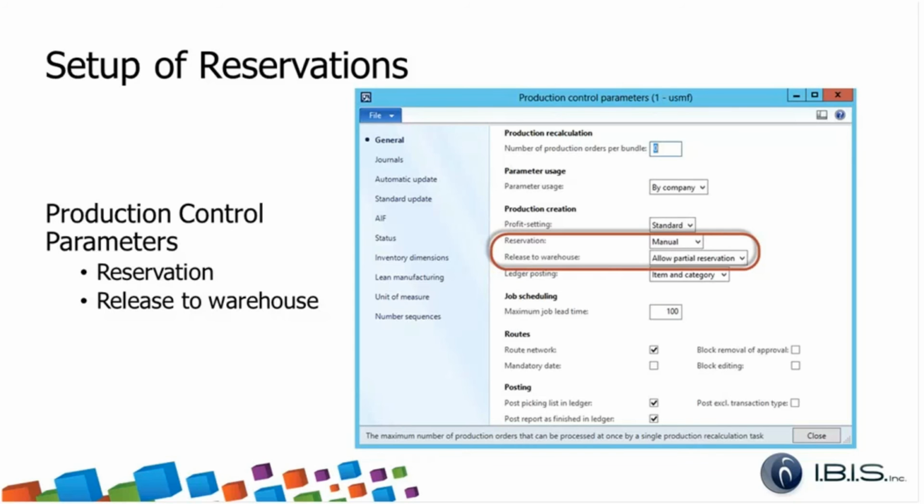The release to warehouse field also has implications, as this setting can either be set to allow partial reservation or require full reservation. And this means that if you set this to require full reservation, all components of that production order must be reserved before the inventory can be released to the warehouse for picking. And also note that this field will only affect orders that are using the WMS functionality of AXR3.